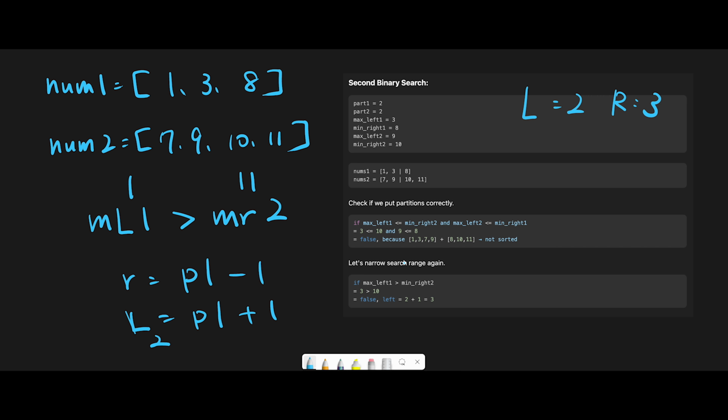So that's why let's narrow the search range again for binary search. And the formula is the same, this one. Is max left 1 greater than minimum right 2? In this case, max left 1 is 3, and the minimum right 2 is 10. So it's false, right? That's why we move the left pointer to partition 1 plus 1. Partition 1 is 2, so 2 plus 1 is 3. So next time, the left pointer should be index 3.